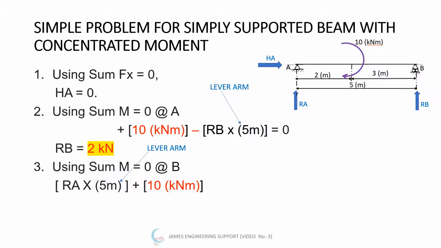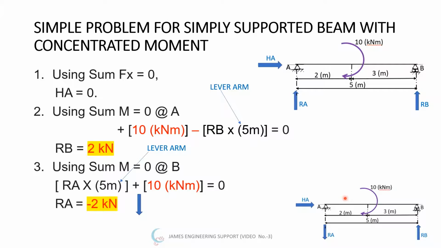So let's consider the moment at B. So RA multiplied by 5 is the positive moment, and then 10 is obviously a positive moment. And then we will equate it to 0. So we will get RA is equal to negative 2 kilonewton, 2 kilonewton of reaction. Means our reaction sign is erroneous, so it should be vertical downward. So we need to redraw this free body diagram as HA is correct and RA should be down.